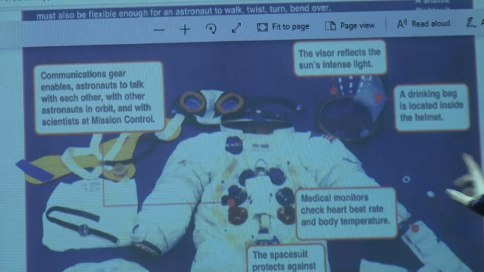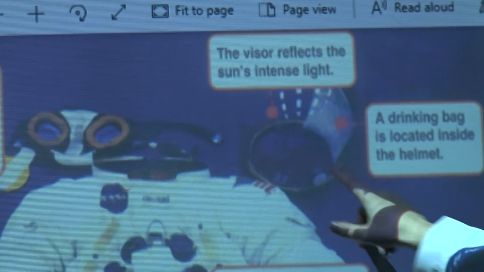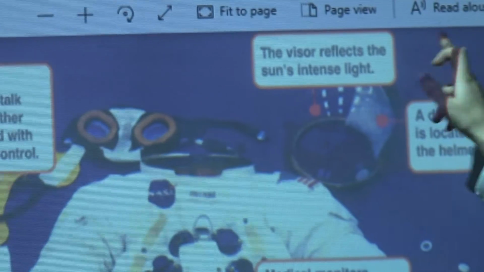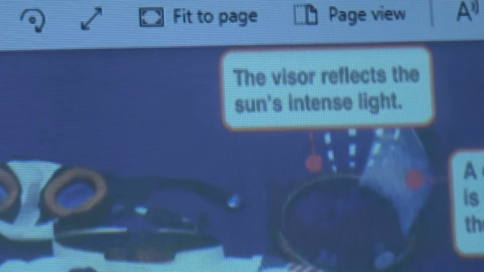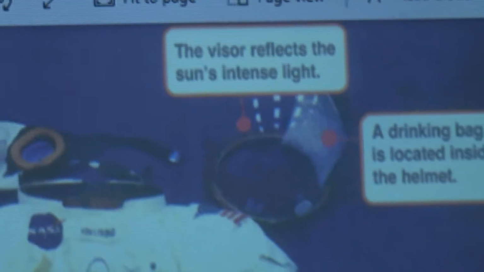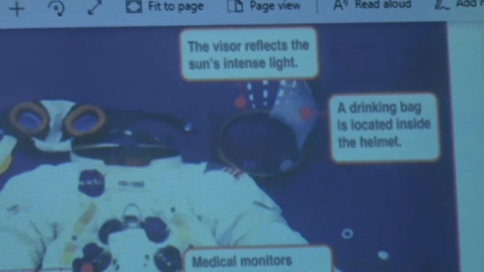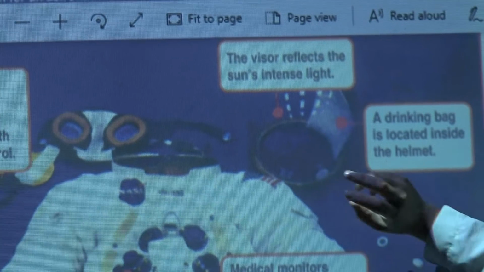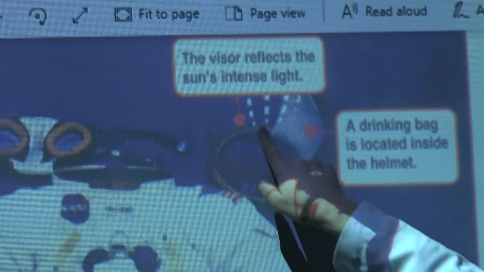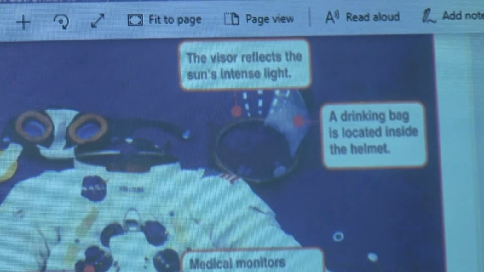First, look at this one. Here we have the visor. The visor looks like a cup. It reflects the sun's light. And here we have a drinking bag. When the scientists are thirsty, what do they do? They have a drinking bag inside the helmet. This is the helmet. It looks like a cap, and the scientists wear it.